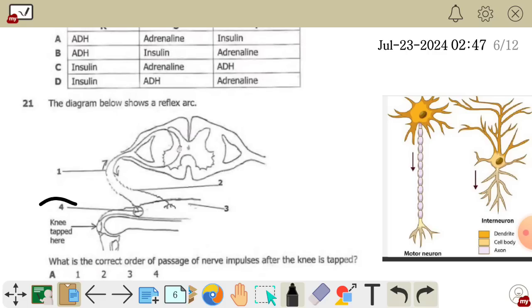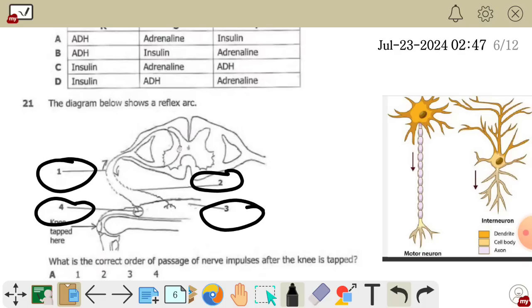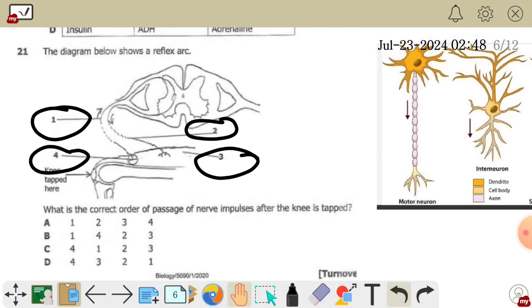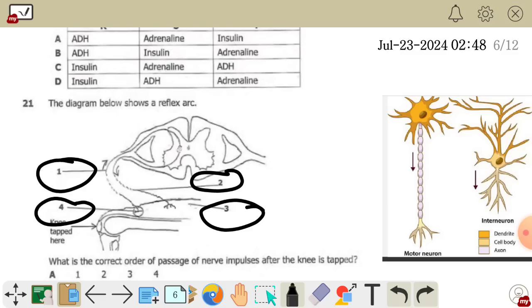So the sequence here is 4, 1, then 2, then 3, which is the muscle. So the correct answer here is 4, 1, 2, then 3, which is C. So question 21, the correct answer is C. Okay, so we move on to question 22.